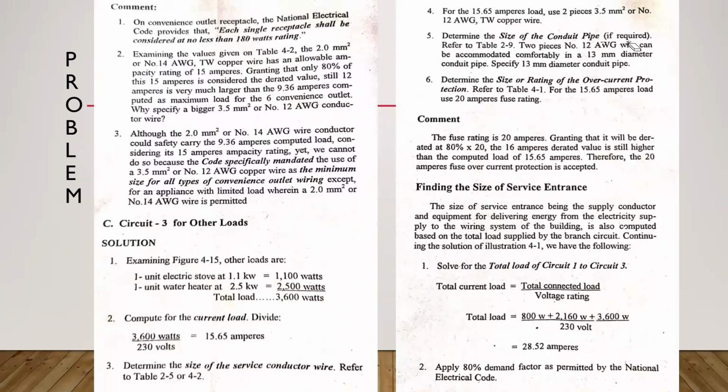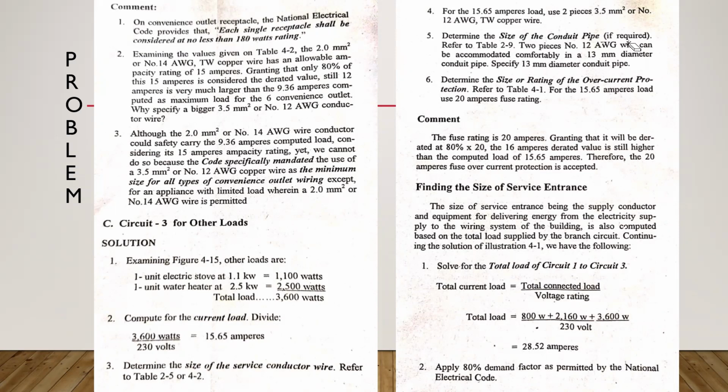The size of the service entrance, being the supply conductor and equipment for delivering energy from the electricity supply to the wiring system of the building, is also computed based on the total load supplied by the branch circuit. Continuing the solution, we will have the following. So, i-compute natin yung total load from circuit 1 to circuit 3. So, we have 800 watts plus 2,160 watts plus 3,600 watts.